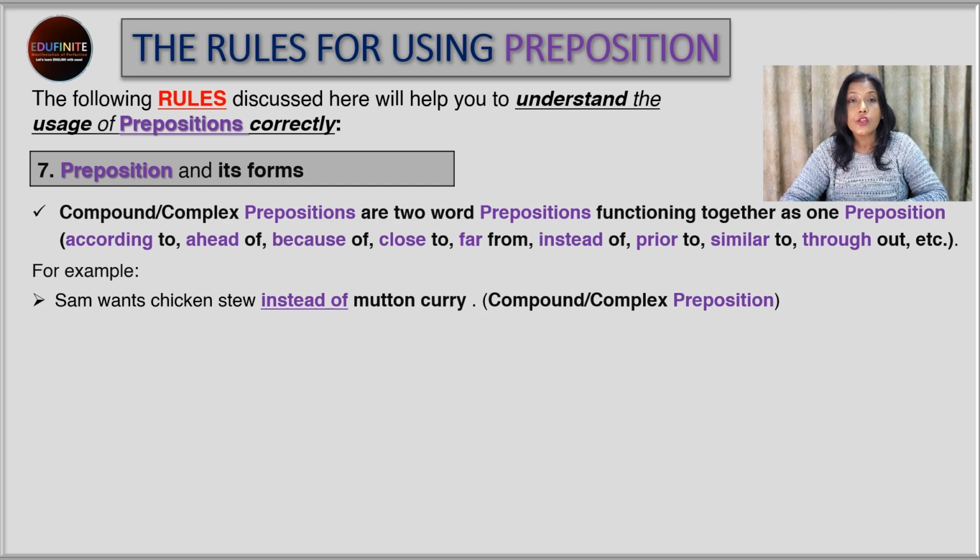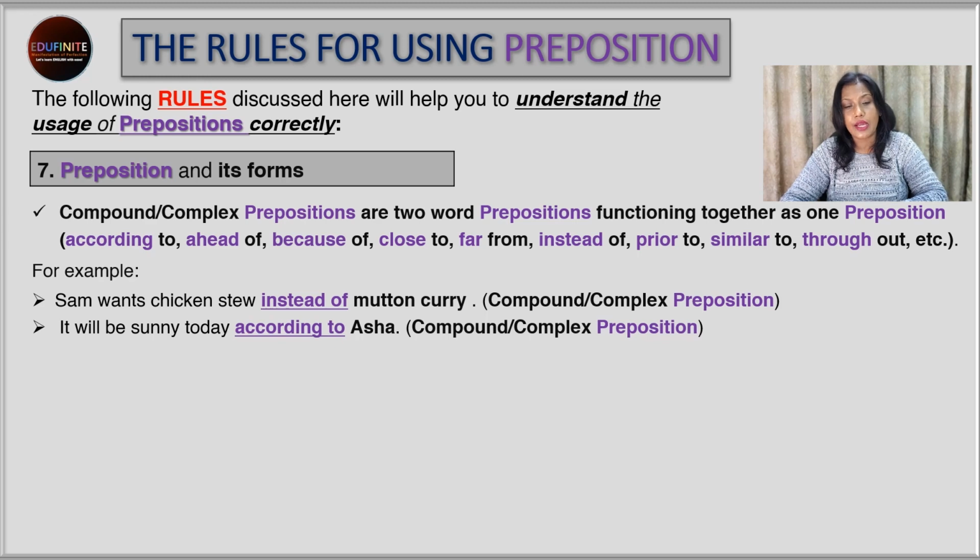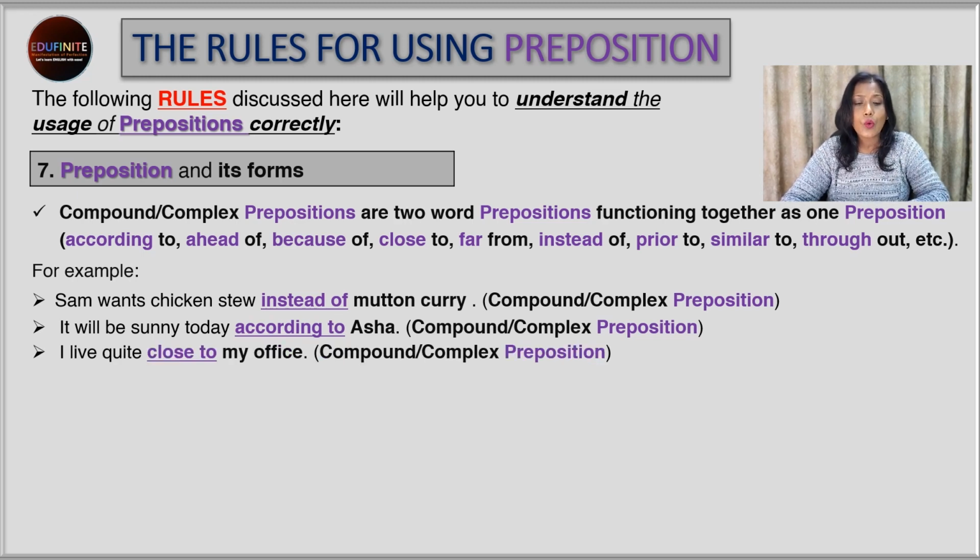Sam wants chicken stew instead of mutton curry. So again, instead of is the compound or complex preposition. It will be sunny today according to Asha. So according to is the compound or complex preposition. Next, I live quite close to my office. Close to is the compound or complex preposition.